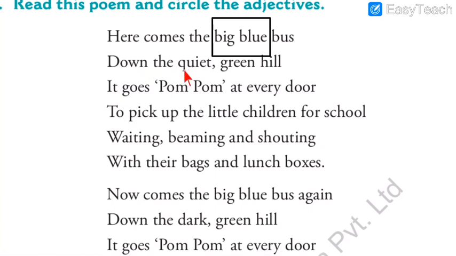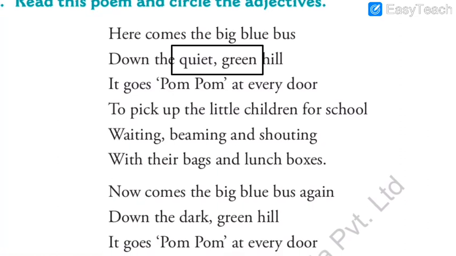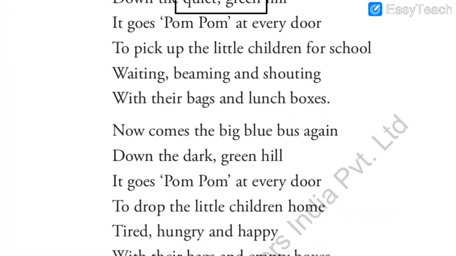And in the second line, down the quiet green hill. So now here hill is being described as quiet and green. So the hills are quiet and green. This is also the describing word because these two words are describing how the hill is. Similarly, in the next line, it goes pom-pom at every door. So we don't have any adjective here. To pick up the little children for school. Now how are the children? They are little. Yes. So waiting, beaming and shouting with their bags and lunch boxes.